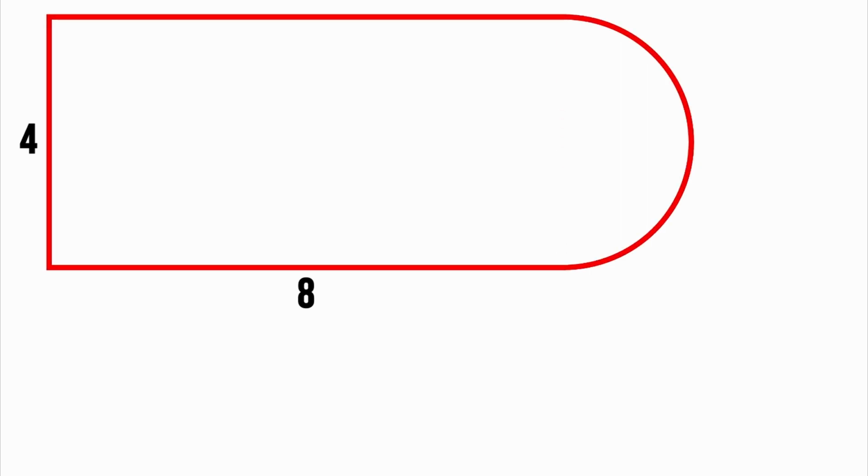Here we have a rectangle with a width of 4 and a length of 8, and attached to it is a semicircle. We need to find the perimeter of this compound shape. Let's start with the rectangle.